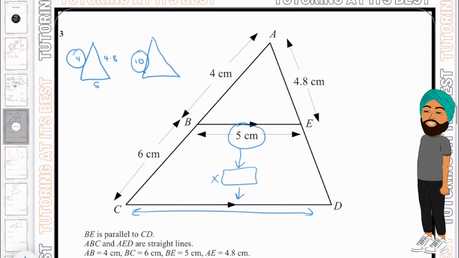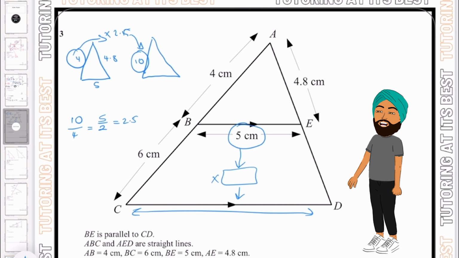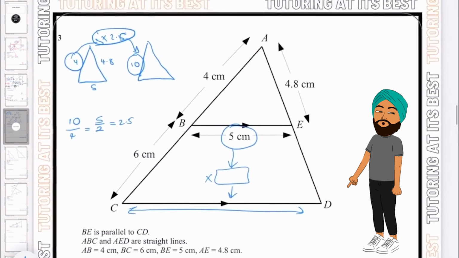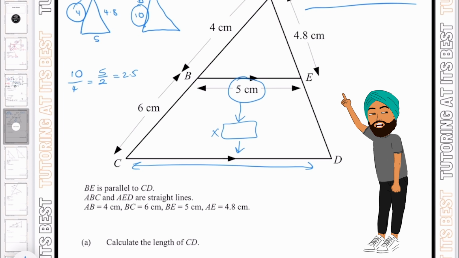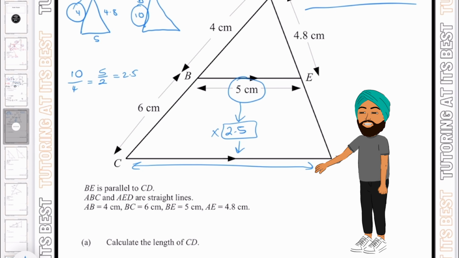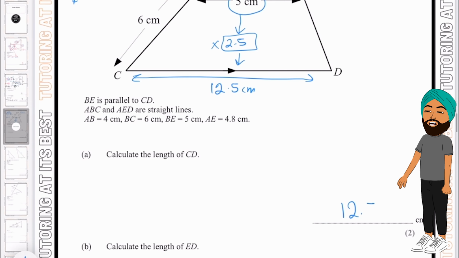So now we know that we can simply have 10 divided by 4, which is 5 over 2, and that is 2.5. So now we know that we have to times 2.5 to get 10. So our scale factor here is 2.5. Now we've done that, we can simply multiply 5 by 2.5, which then gives us 12.5 centimeters. And that is our answer there, 12.5 centimeters.